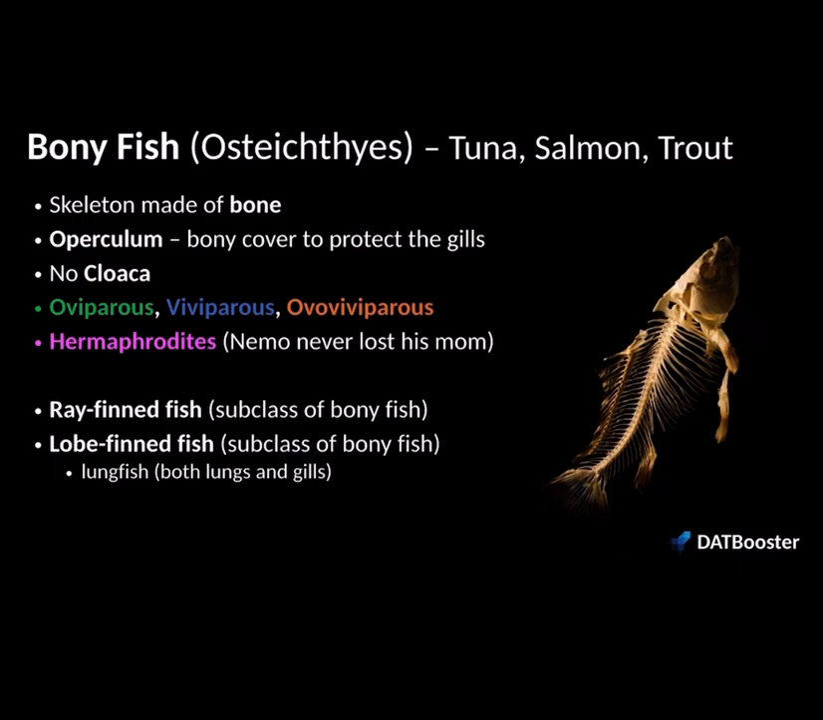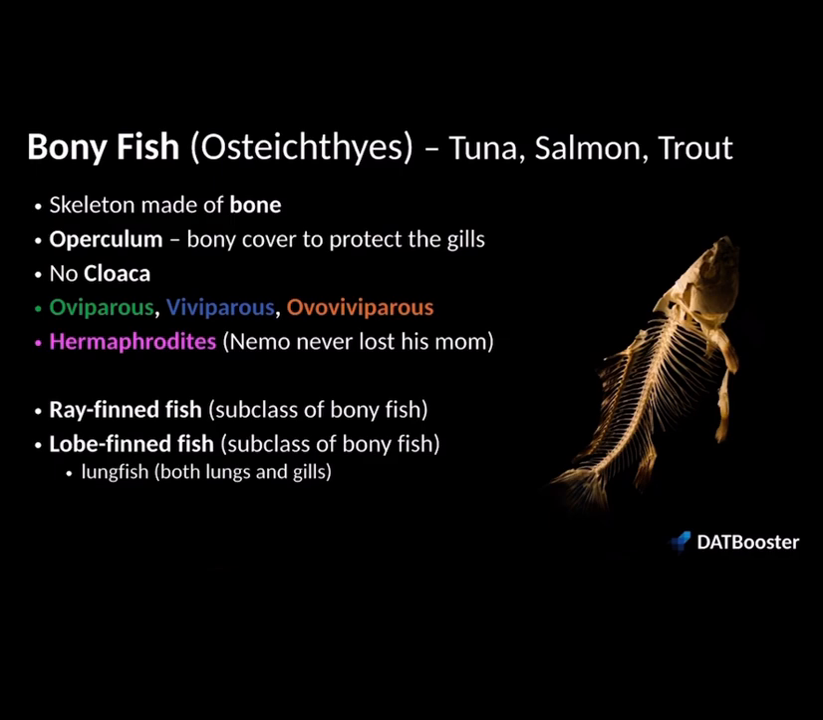So here's just a tangent, but clownfish, those are the type of fish that Nemo was, from Finding Nemo. Nemo never lost his mom because his dad was a hermaphrodite, meaning that when his mom actually died, his dad became his mom, which is actually what happens with clownfish when they lose their partner.